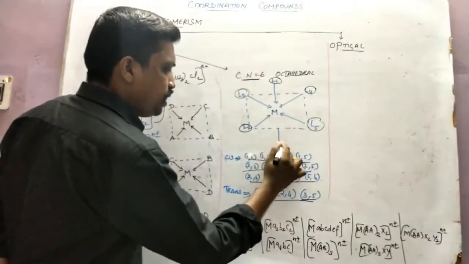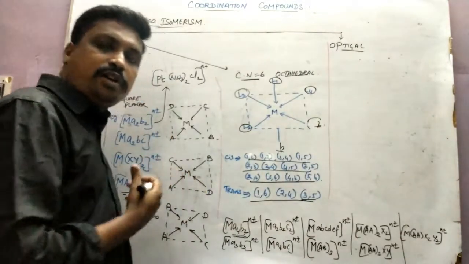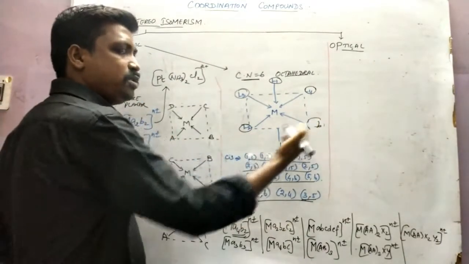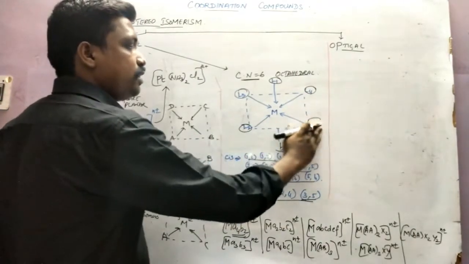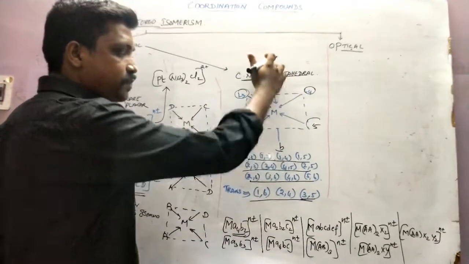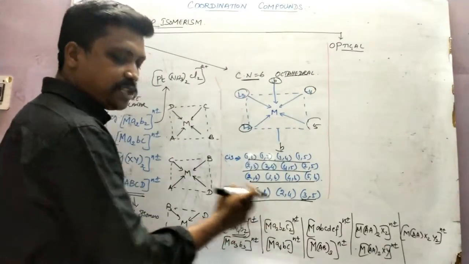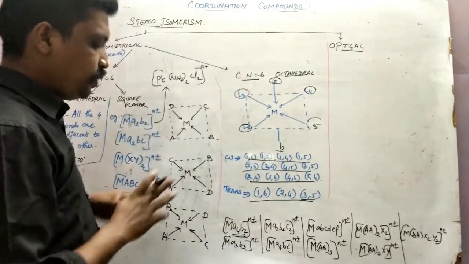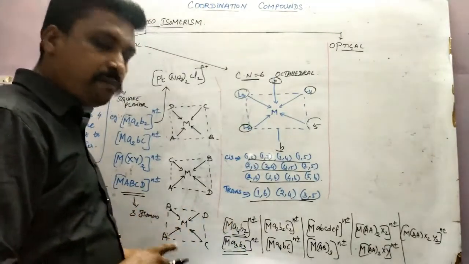Consider one B here and another B here. Is it a cis isomer or trans isomer? Sir, these 2 positions are adjacent to each other, sir. These are cis isomers. Very good. So consider, let the B be here. 2 B atoms are here. Sir, it is a trans isomer because it is present in the 1,6 trans position. Clear? Very simple one.